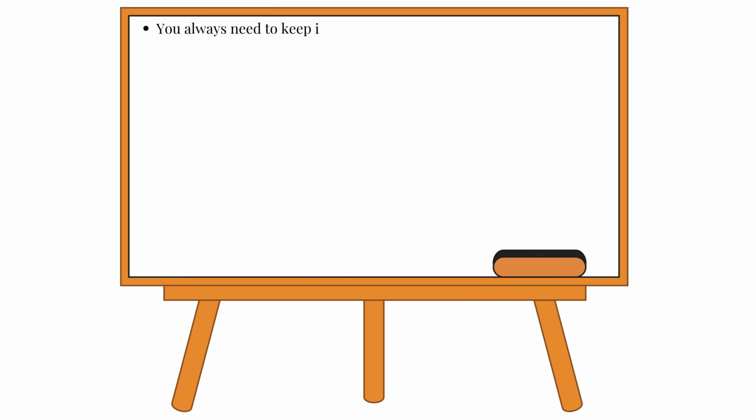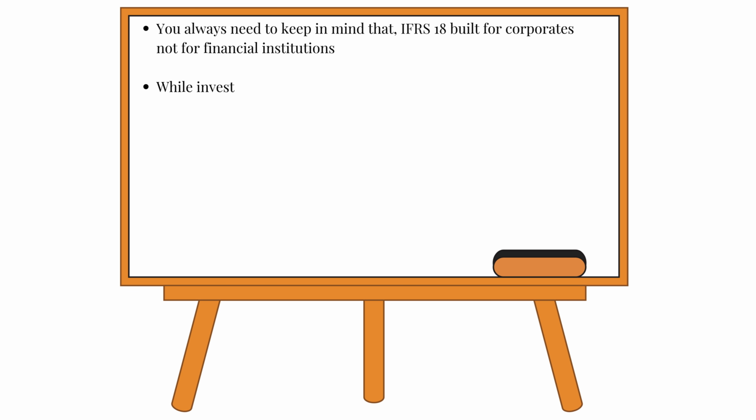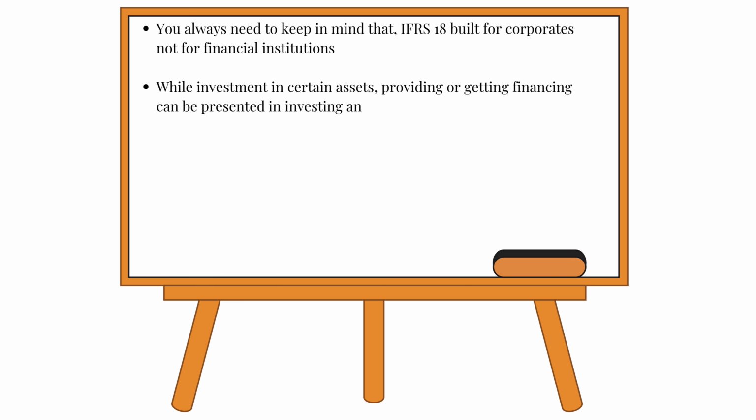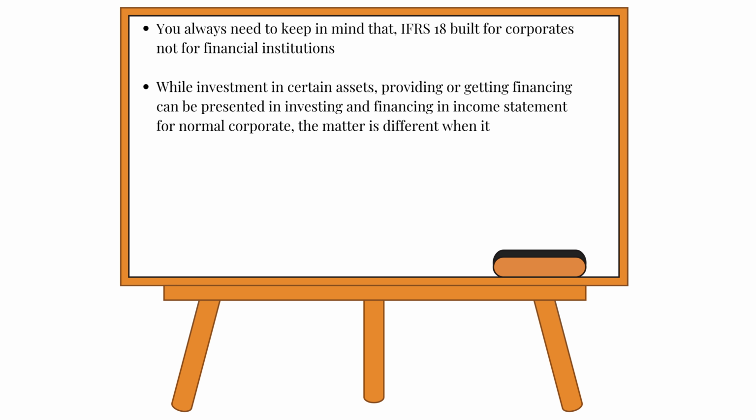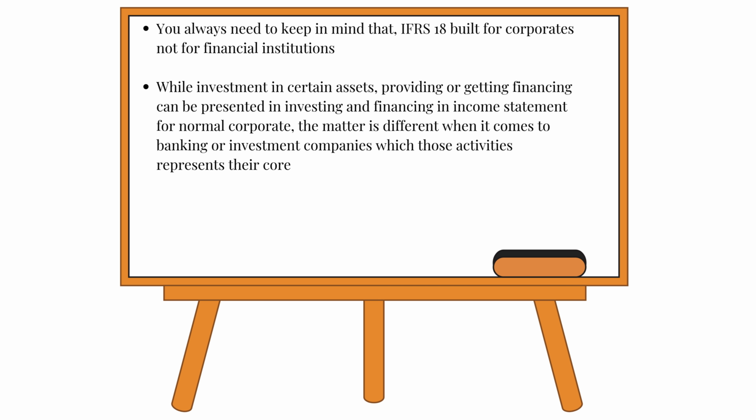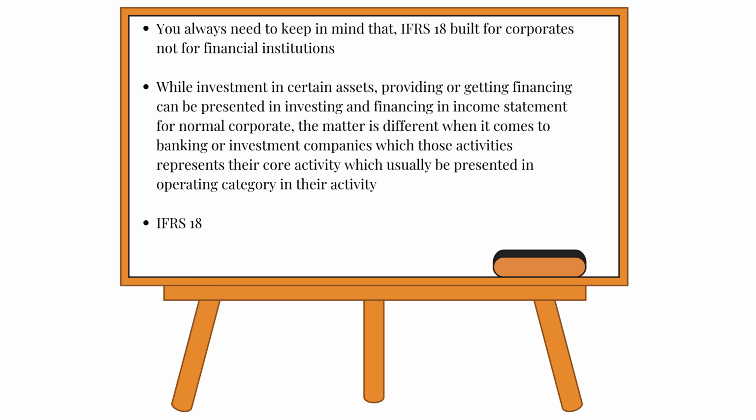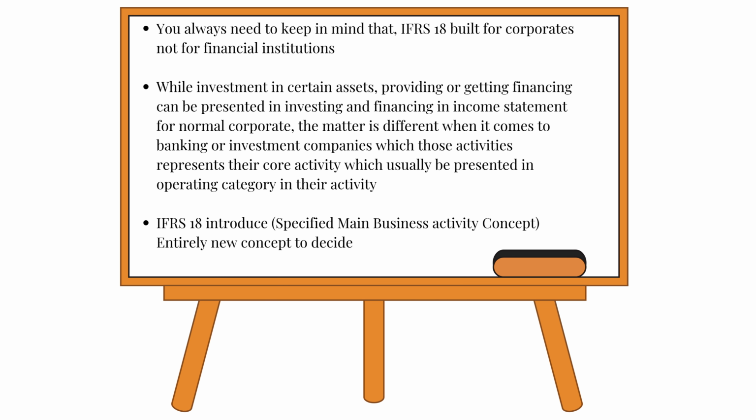You always need to keep in mind that the standard is built for corporates, not for financial institutions, while investment in certain assets or providing financing can be presented in investing and financing in an income statement for a normal corporate. The matter is different when it comes to banking or investment companies, where those activities represent their core activity, which usually would be presented in the operating category. The standard introduces the specified main business activity concept, an entirely new concept to decide whether investing in specific assets or customer financing belongs in operating.